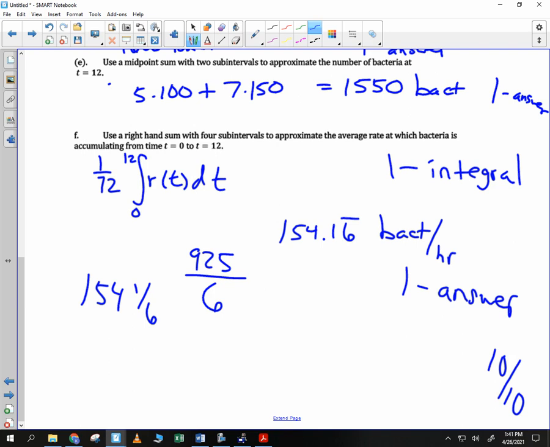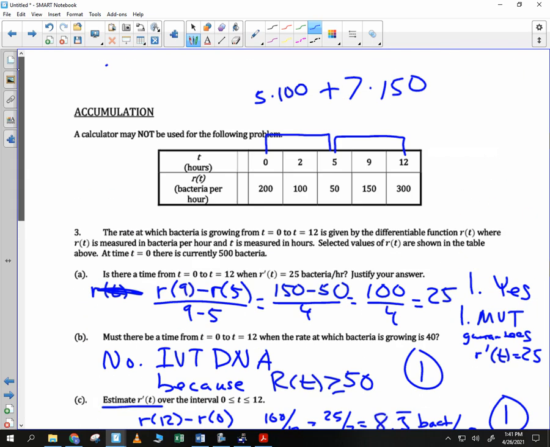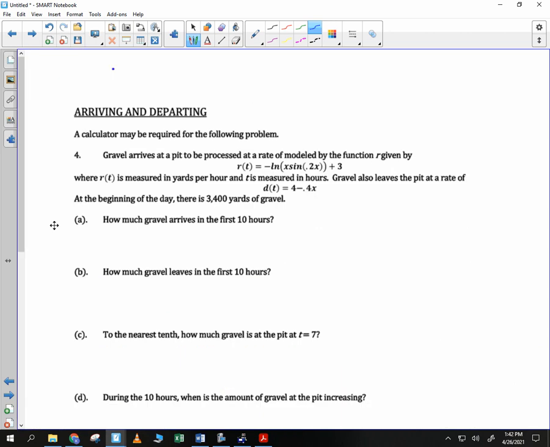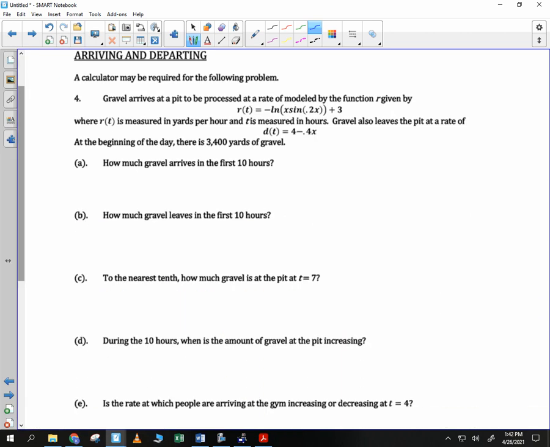1 over 12. So it says that average rate, 1 over b minus a, because, Allie, we are given the rate function. So we're trying to find the average value of that. And would you say that 154 looks like it's about an average? I think so too. All right, let's move on.